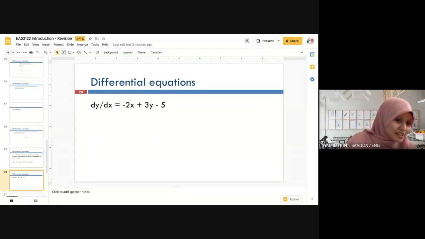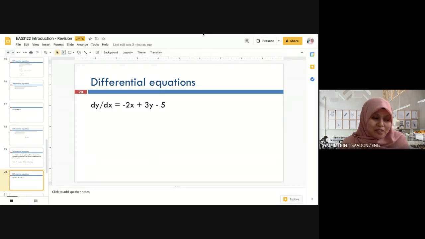I think this will be the last. Just a moment. So another differential equation. This time we have two functions, y and x: dy/dx equals minus 2x plus 3y minus 5. So try to find the solution for this differential equation.